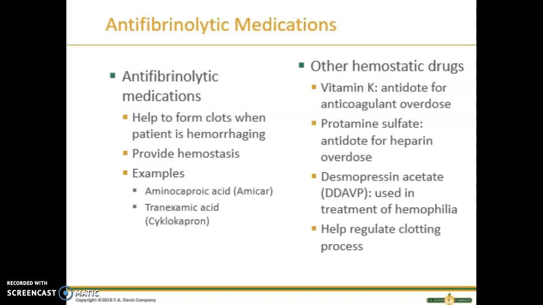Antifibrinolytic medications help to form clots when the patient is hemorrhaging. Blood loss can also be treated with other hemostatic drugs, such as vitamin K, which is required for clotting and is used as an antidote for anticoagulant overdose. Patients suffering from hemophilia require medicating with a naturally occurring hormone, DDAVP, which raises the levels of factor VIII and von Willebrand factor, reducing the need for administration of blood products.